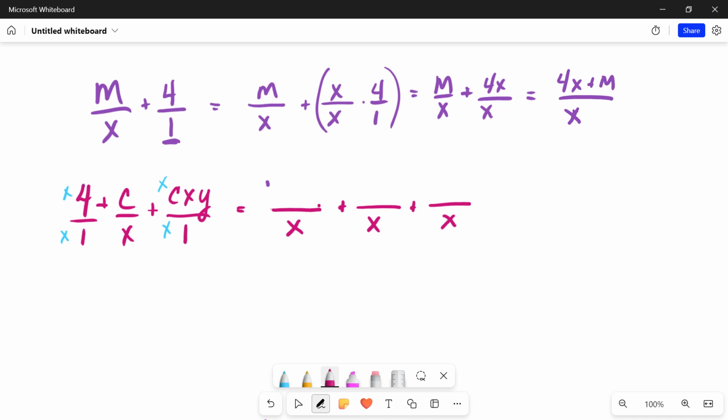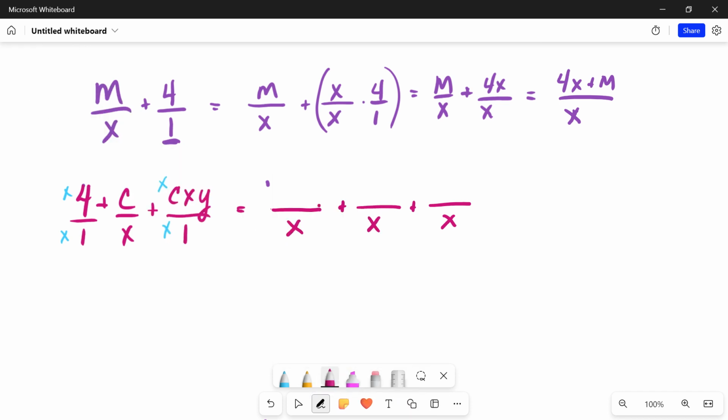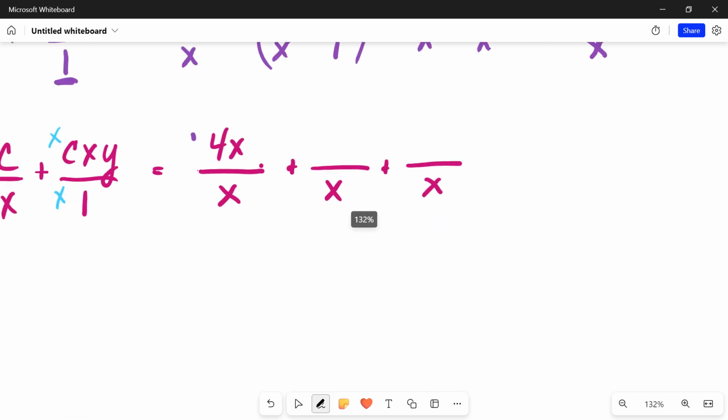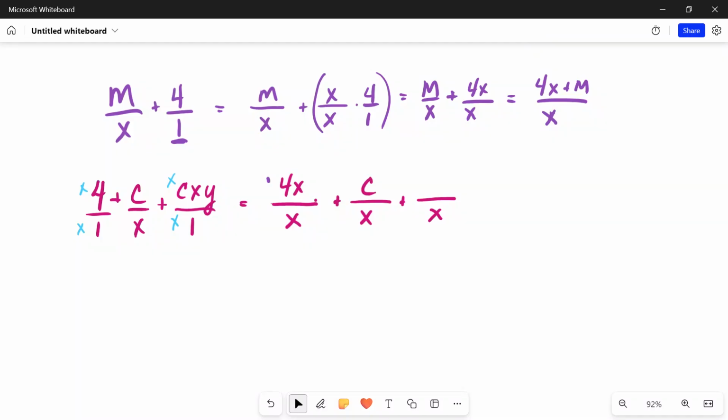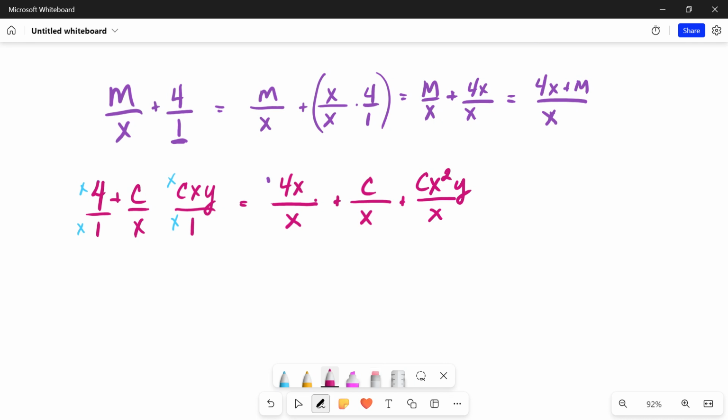All right, so when I do that, my first term becomes 4x. My second term is going to continue to be c. And my third term is going to be c x squared y. And let's actually change this up just a little bit. This right here, let's let this be subtraction instead of addition. Let's subtract that one right there.